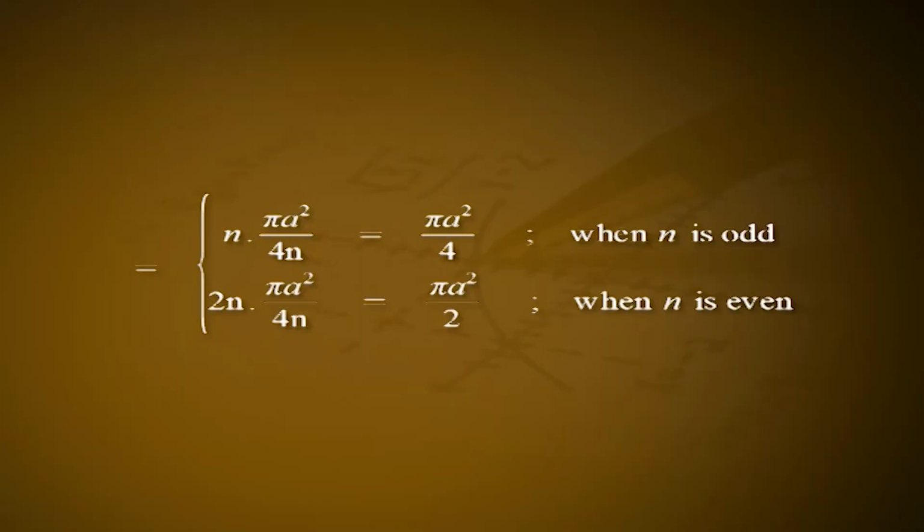Then the whole area of the curve is equal to number of loops into area of one loop. That is equal to n into pi a square divided by 4n, which is equal to pi a square divided by 4 when n is odd, and 2n into pi a square by 4n, which is equal to pi a square by 2 when n is even.